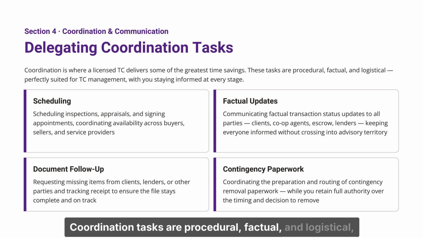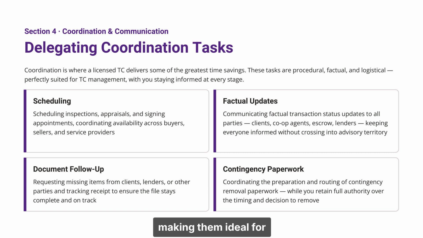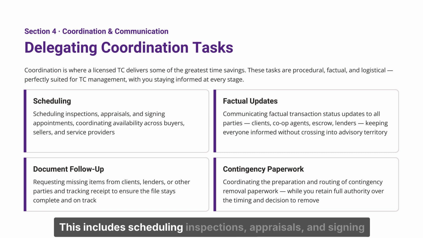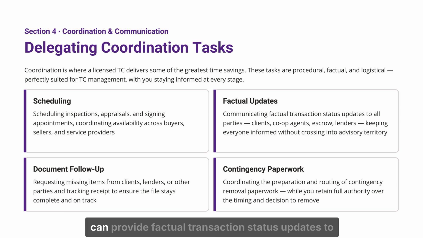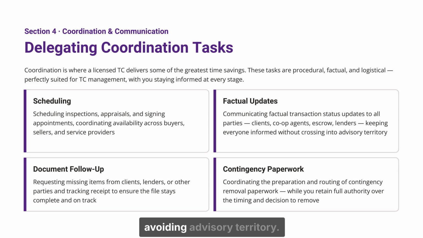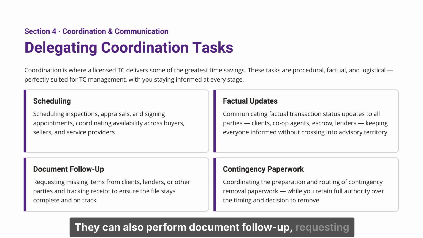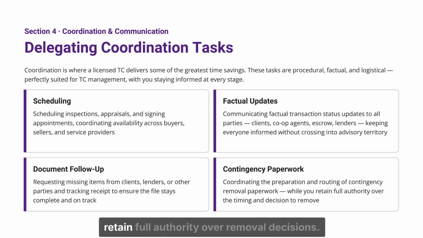Coordination tasks are procedural, factual, and logistical, making them ideal for TC management. This includes scheduling inspections, appraisals, and signing appointments, coordinating availability across all parties. Your TC can provide factual transaction status updates to clients, co-op agents, escrow, and lenders, always avoiding advisory territory. They can also perform document follow-up, requesting missing items, and coordinating the preparation and routing of contingency removal paperwork, while you retain full authority over removal decisions.